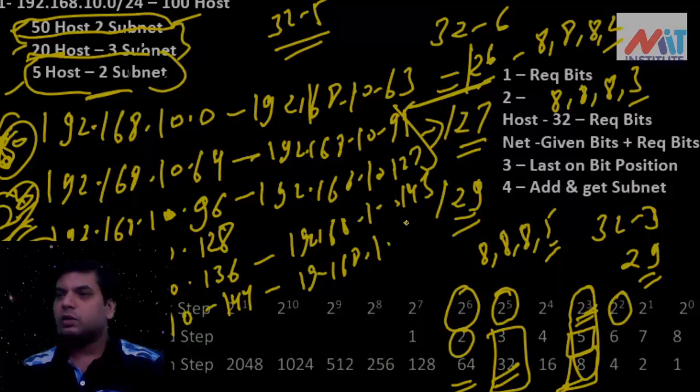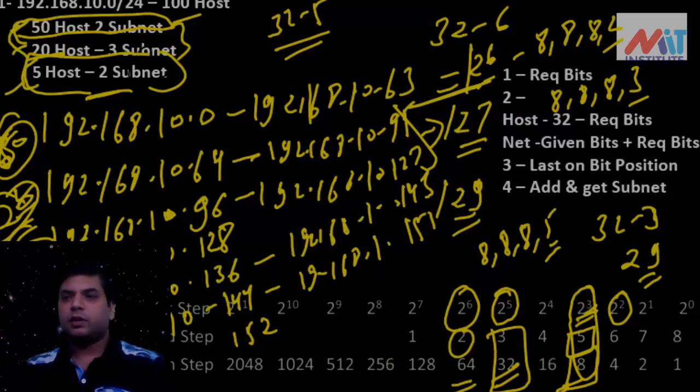192.168.10 dot, if we again add 8, 152, so this will give us up to 151. Okay, so the third requirement is also complete. We have created 3 networks.